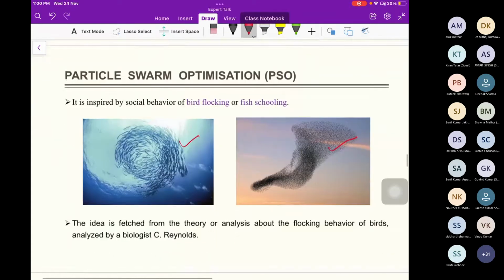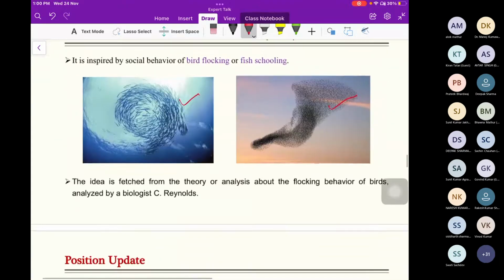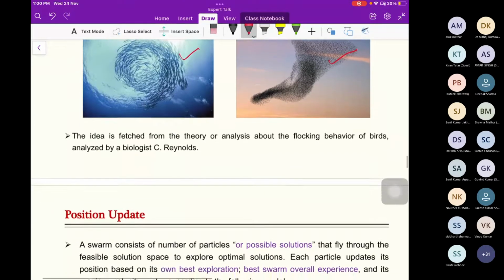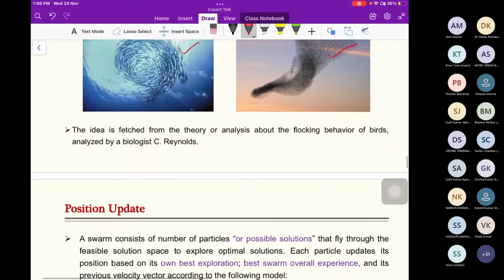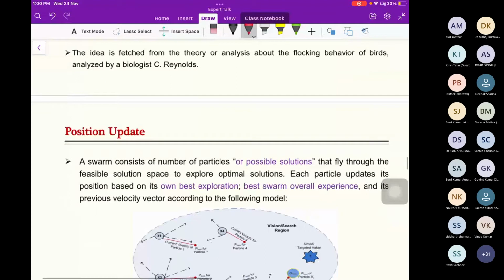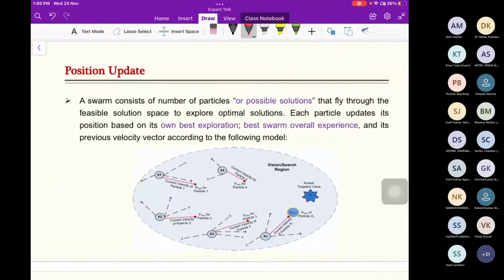I have taken a figure for better understanding. This is from the bird's point of view. This one is the food, so we can decide this one is the target. And these are the birds, moving in the direction of the target. Every bird updates its position and velocity according to its neighbor birds. These are the neighbor birds.